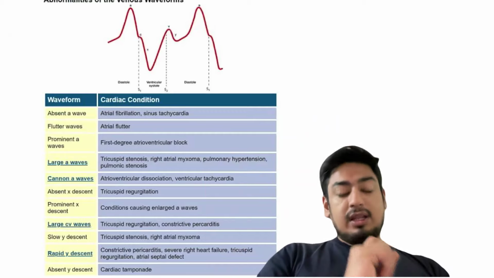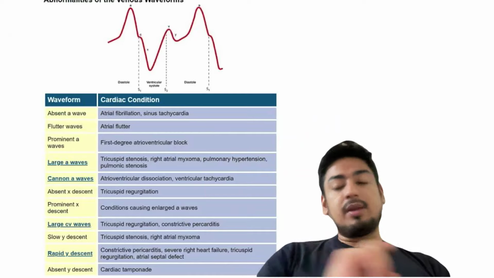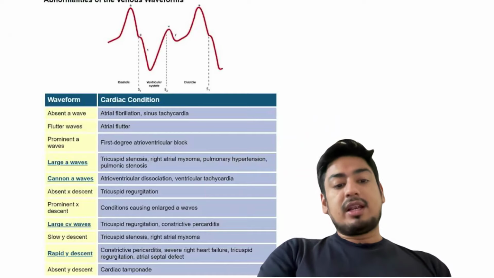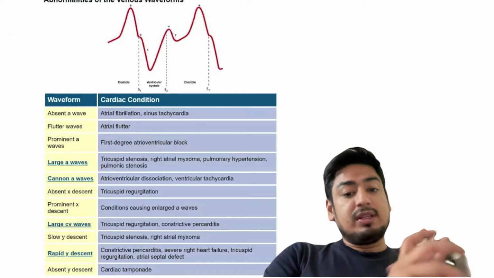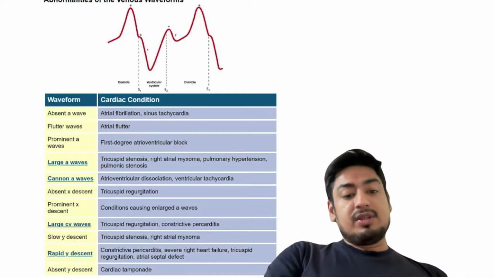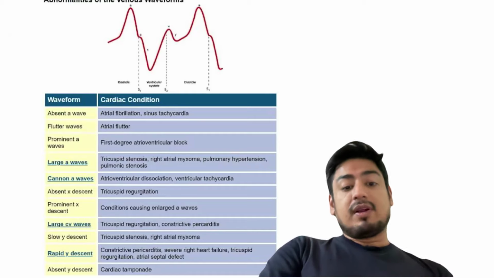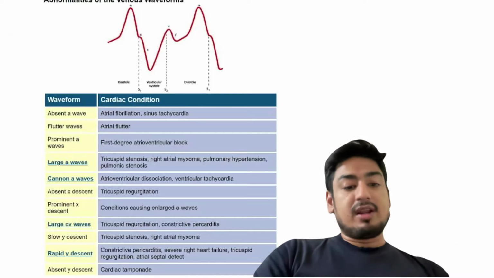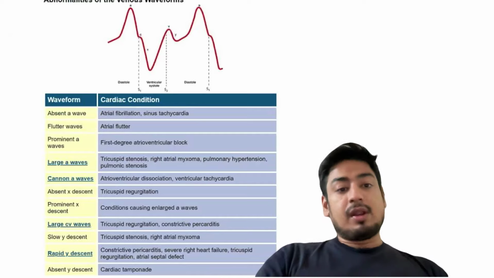Then there would be large CV waves in cases of constrictive pericarditis and tricuspid regurgitation. Again, an important question: slow Y descent is seen in tricuspid stenosis and right atrial myxoma. Rapid Y descent, very important question, and mostly the option that they want you to know is constrictive pericarditis. It can also be seen in tricuspid regurgitation, severe right heart failure, and atrial septal defect. But if you want to remember one, the most important is constrictive pericarditis. Absent Y descent is seen in cardiac tamponade. Again, a very important question.